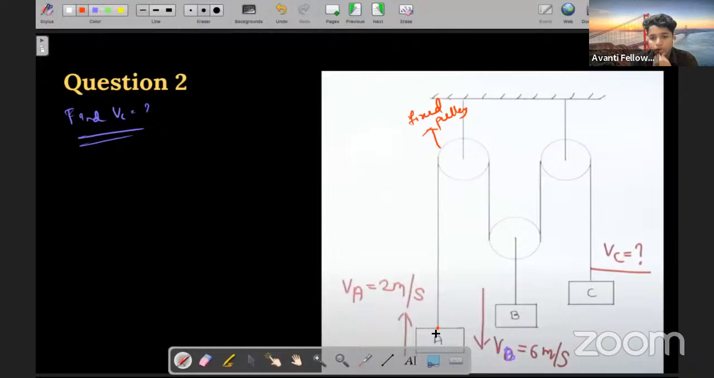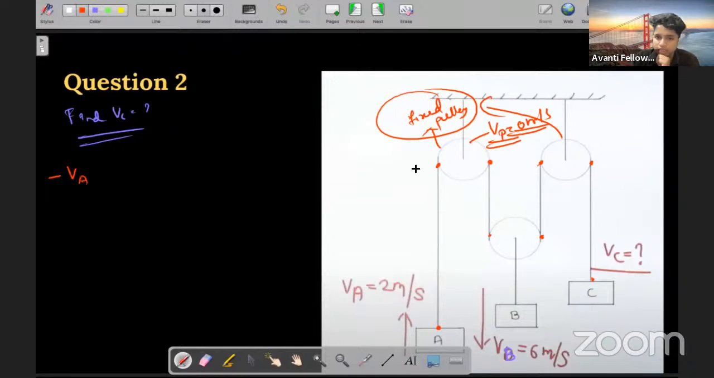Now over here, I'm sitting over this point, this point, this point, and along this point. Now you know that this is a fixed pulley, this is also a fixed pulley. Will there be a velocity for this? It will be 0 meter per second. Yes or no, students? Now if I'm sitting over here and it is moving in the upward direction, you know that it is minus VA. Yes, very good.